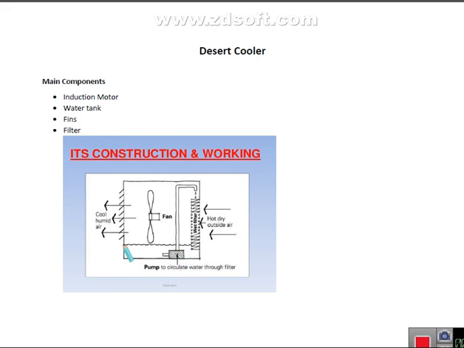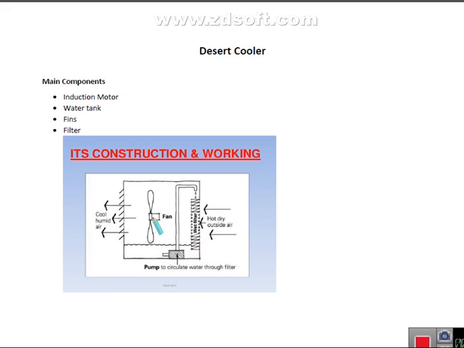The water tank, as desert coolers are water operated, so a water tank is needed. Then fins are nothing but the fins of a fan motor, which are provided to give you the air. And the filter, the main purpose of the filter is to provide dry and clean air from the outer environment. So this is the basic structure of a desert cooler.